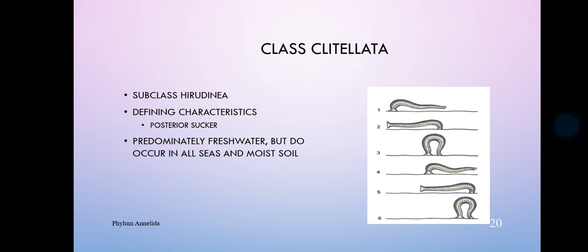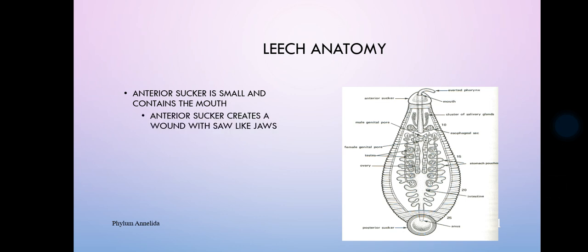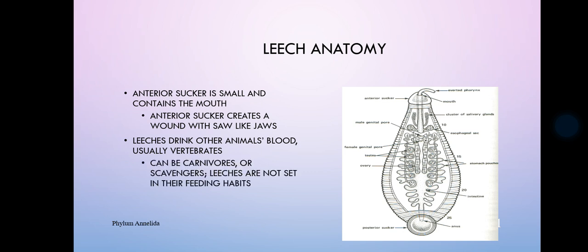Predominantly freshwater but they do occur in all seas and moist soil. Leeches do not burrow or crawl, and lack parapods and setae. This is leech anatomy. Anterior sucker is small and contains the mouth. Anterior sucker creates a wound with saw-like jaws. Leeches drink other animals' blood, usually vertebrates. Can be carnivores or scavengers. Leeches are not set in their feeding habits.